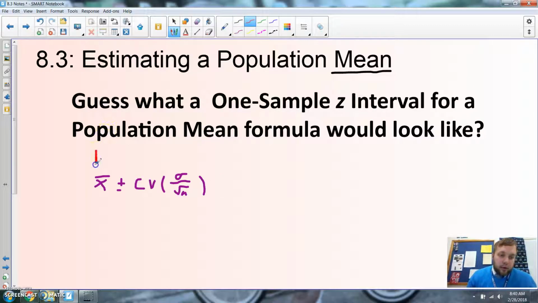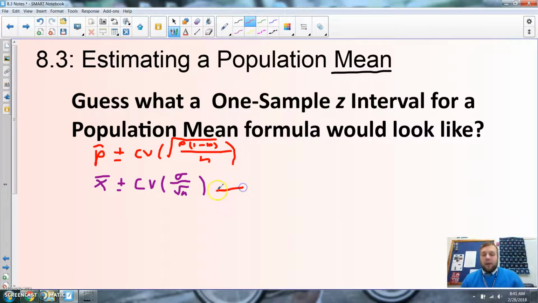So, remember before, in 8.2, it looked like this, right? It was my p hat plus or minus my critical value times this one's standard deviation, which is the square root of p times 1 minus p all over n. Well, this one we're going to be using the bottom one. All right? Cool. We already know what we're doing, hopefully. All right, let's move on.